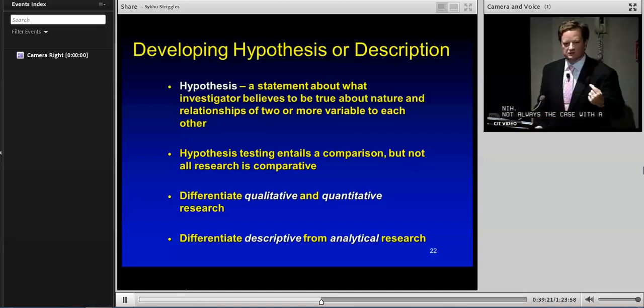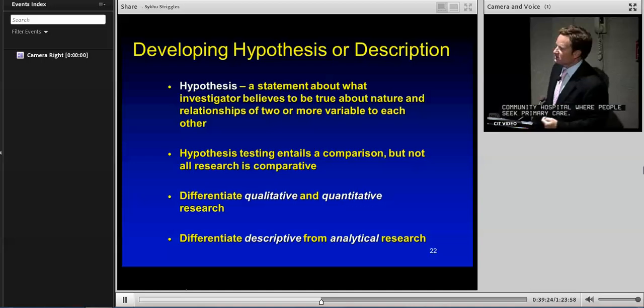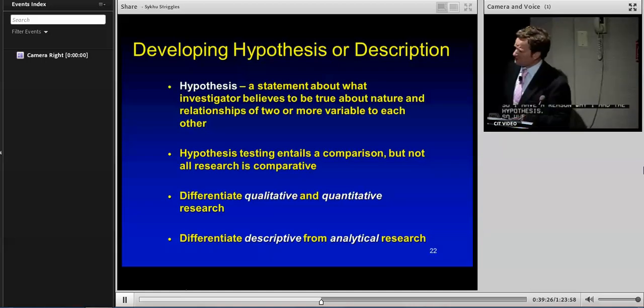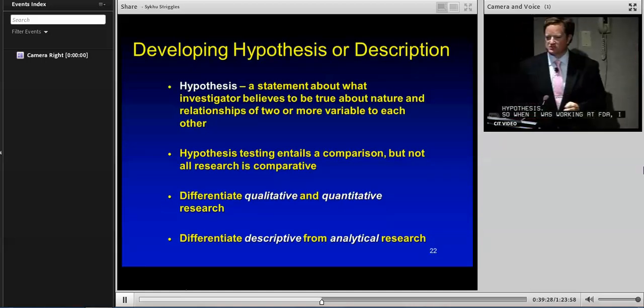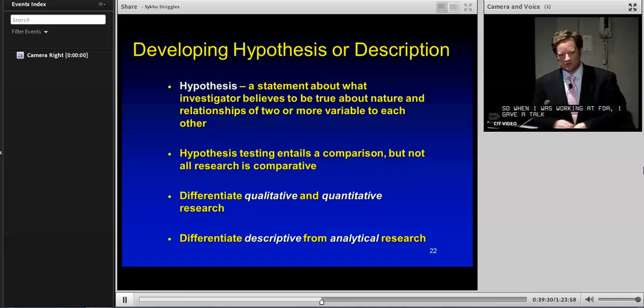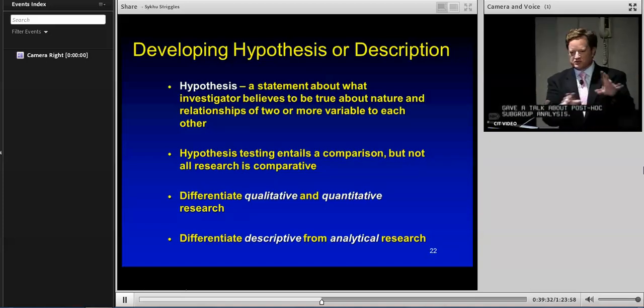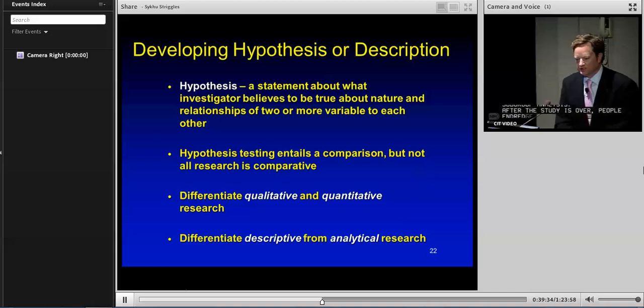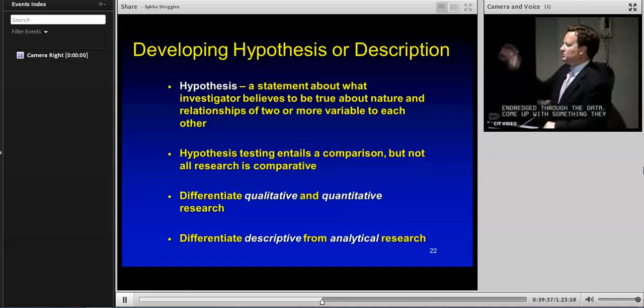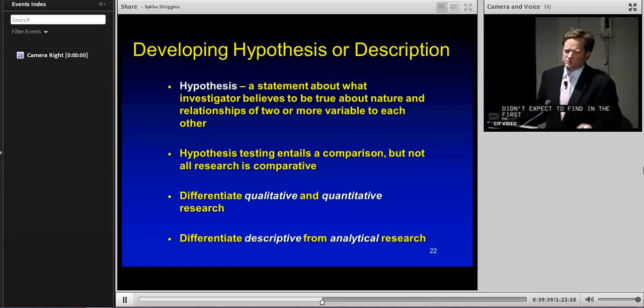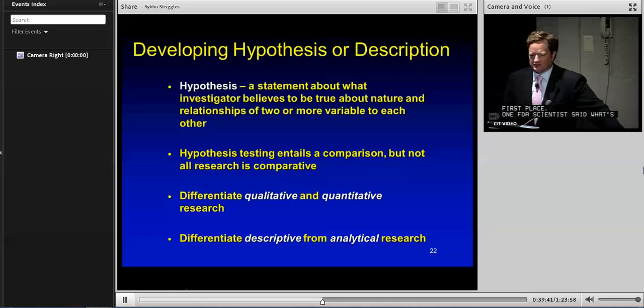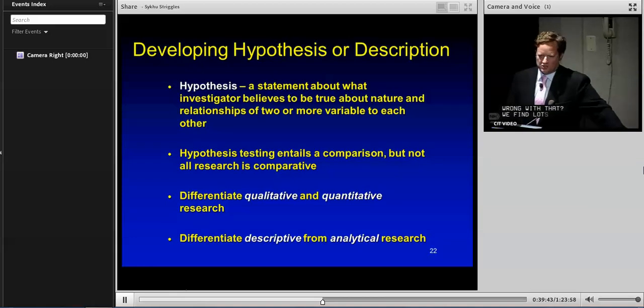So I have a reason for why I had the hypothesis. When I was working at FDA, I gave a talk about post hoc subgroup analyses. That is after the study is over, people then dredge through all the data and come up with something they didn't expect they would find in the first place. And one FDA scientist raised his hand and said, what's wrong with that? We find lots of stuff we don't expect to find in clinical trials. And I said, yeah, most of it's wrong.